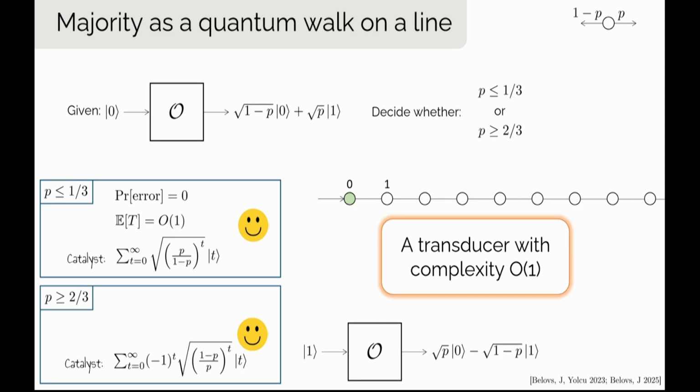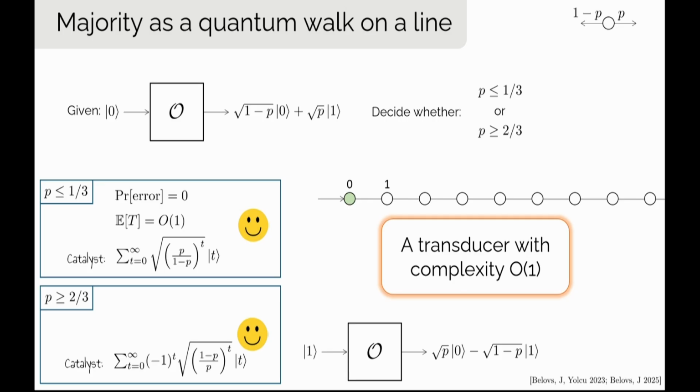And so the result is that we get a transducer with a complexity of big O of 1, meaning that we have an algorithm, or not an algorithm, very importantly, not an algorithm. We have a transducer that makes a constant number of queries to this subroutine and can perfectly distinguish these two things.